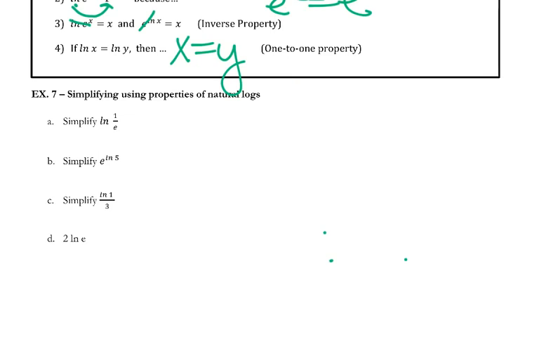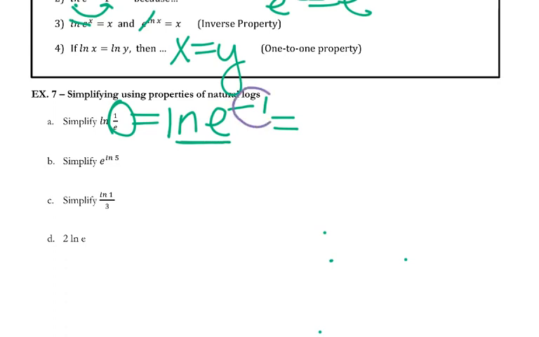Okay, so let's use those properties to simplify. The natural log of 1 over e. Well, let's rewrite this one. 1 over e is the same as e raised to the negative 1. So let's evaluate that. We just said the natural log of e will cancel out, leaving you just with this. So I'm going to cancel the natural log of e, and the result is negative 1.